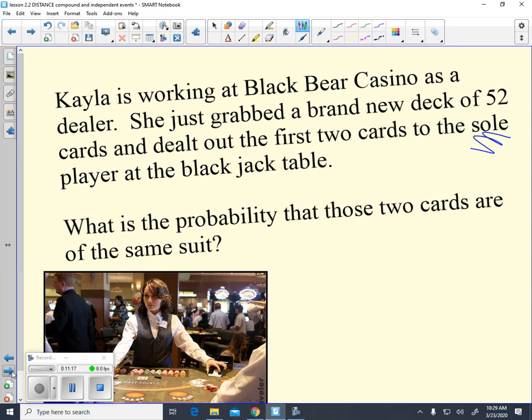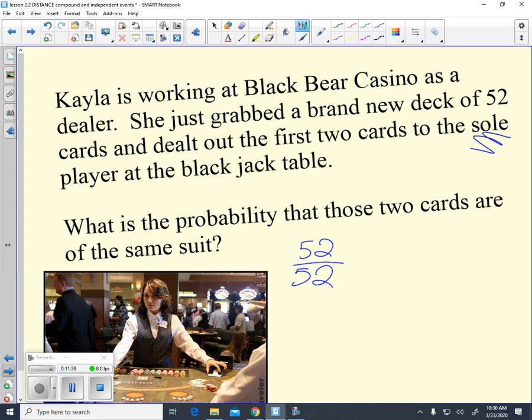Well, actually, that first card could be anything, right? So all 52 cards are favorable. All 52 are good. So for the first card, any card, 52 out of 52, they're all good. Okay, so now let's say Kayla deals out a card to that first player.